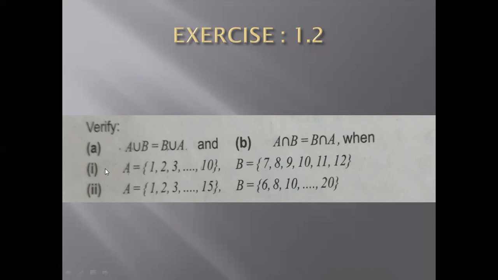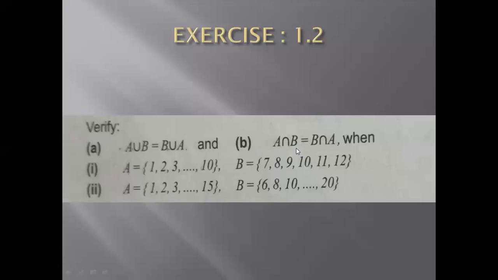But in our question, they give A union B is equal to B union A. The same procedure that I told you in the example: first we find the left hand side, A union B, then you find the right hand side, B union A. And you see that both sides will be equal. The answer of both sides will be equal. Same operation we will do with the intersection. Same property we will prove in this A intersection B.